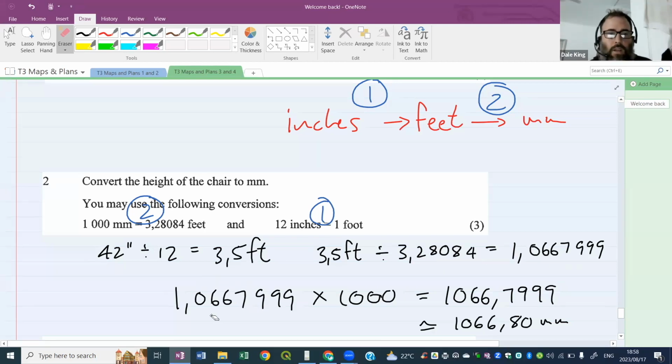If it was 1, I would just say 1 times 1,000. But it's not 1, it's 1,0667. So I just multiply that by 1,000, and here I get my answer as a little bit more than 1,000. If 3,28084 divided nicely, I would get 1 and I would just multiply, but it doesn't. I've got a little bit more than 3,28084 in my 3,5. So yes, I expect to see a little bit more than 1,000 millimeters in my answer. I hope that makes sense.